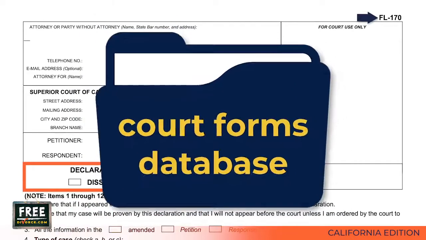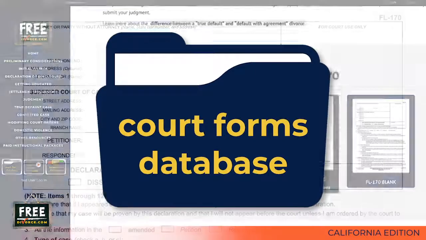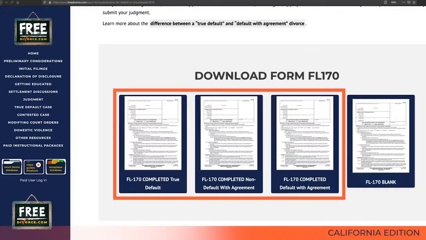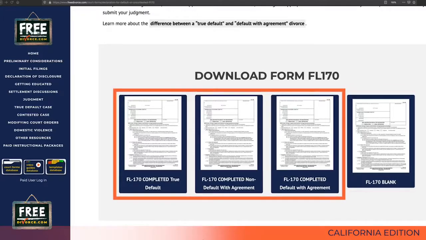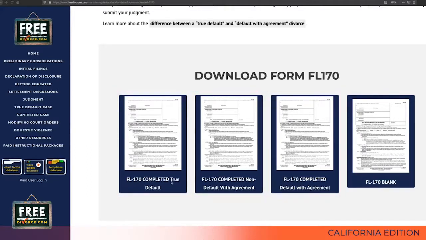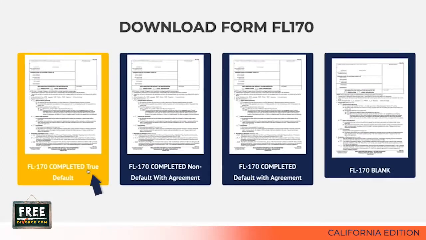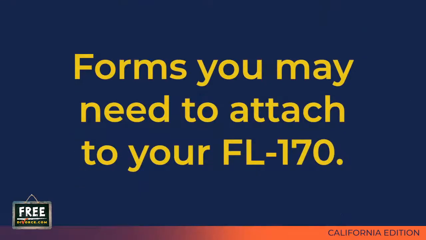When you go to our court form database, you will find both a completed FL-170 and a blank FL-170 form that you can fill out and print. There are 3 completed versions of the FL-170 in our database. When you find the completed version of the FL-170 in the database, look at the completed version for true default cases. Do I need to attach any court forms to my FL-170?